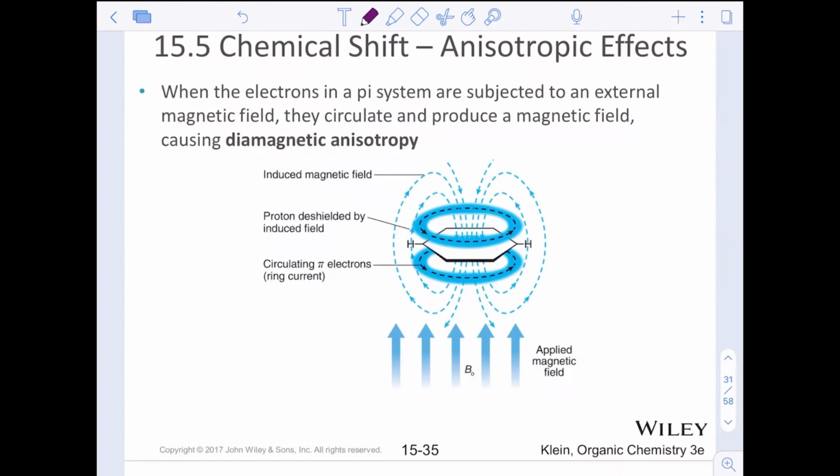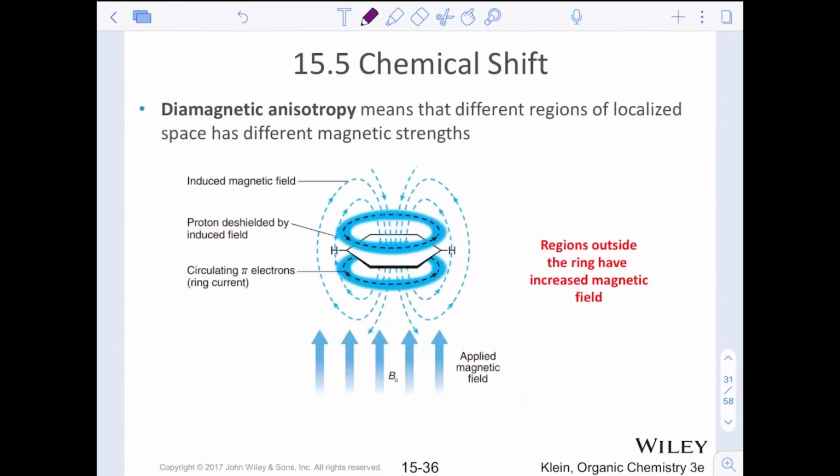So what's important about this? It means that there are different regions of localized space and they have different magnetic strength. And so regions outside the ring, on the outer edges of the ring where these protons are, have an increased magnetic field. More of the ring current is existing in the middle of our ring versus the outside of the ring.